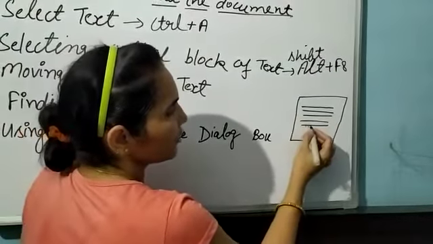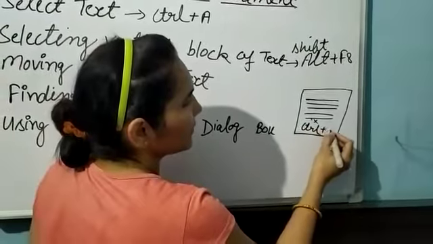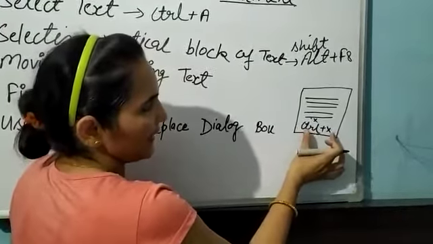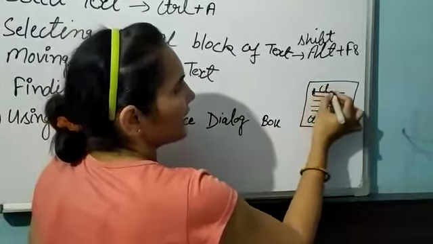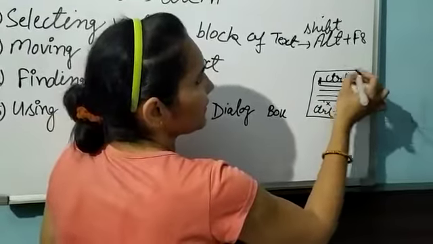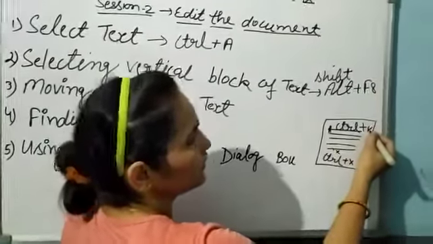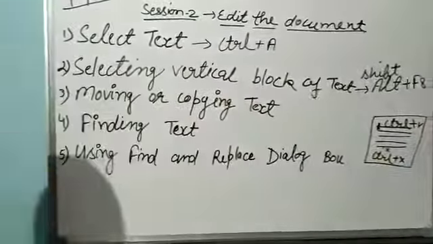We use the cut operation from here. For cut we use the shortcut key Control plus X. We use Control plus X to cut, then move our cursor here, and here we press Control plus V. That is for paste, or we can also do it from the edit menu.